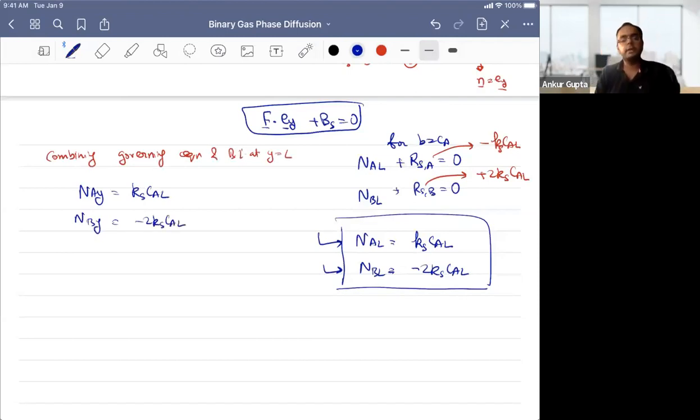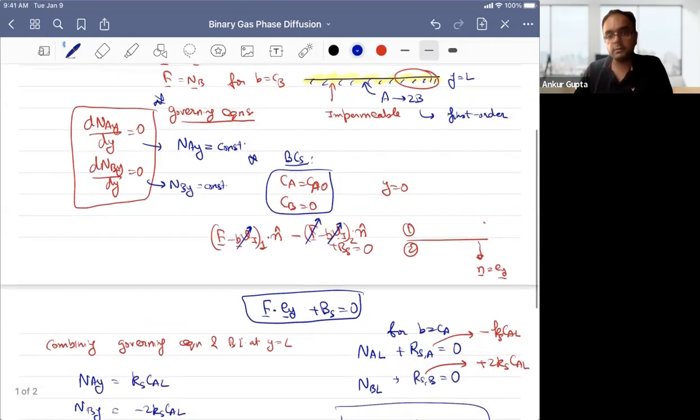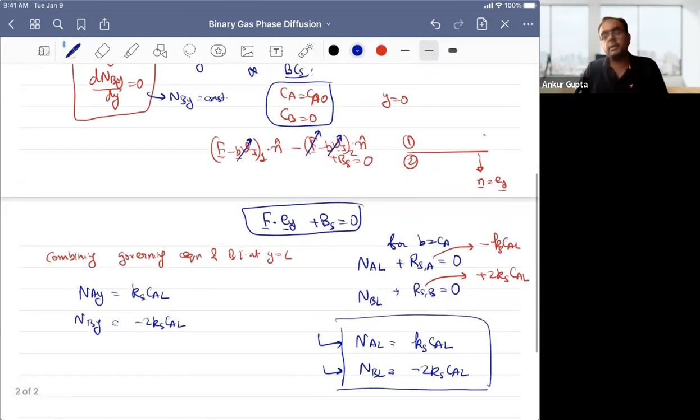Yeah, so this is what we get. This is the first point. What we have done is first used the basic equation without the boundary condition and we get this. But we still haven't solved for the concentration of A and B yet because we haven't put in the value of the flux. So now let's put in the value of the flux.